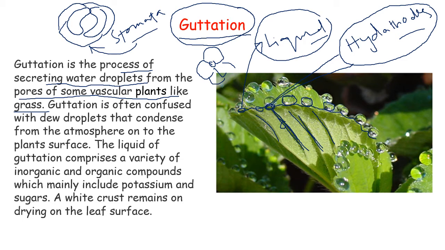Guttation is loss of water through the margins of the leaves, whereas dewdrops generally include water that condenses from the atmosphere and then ultimately reaches different surfaces, and we often confuse it with guttation, but it is a different process.